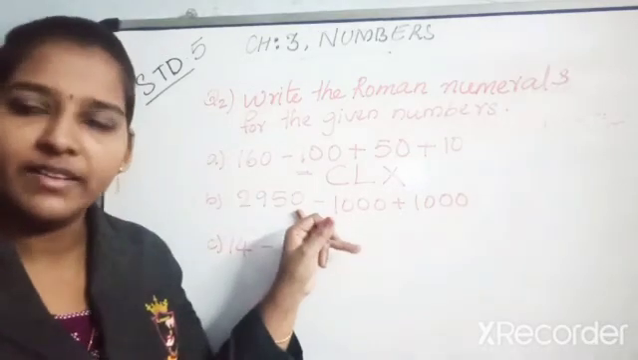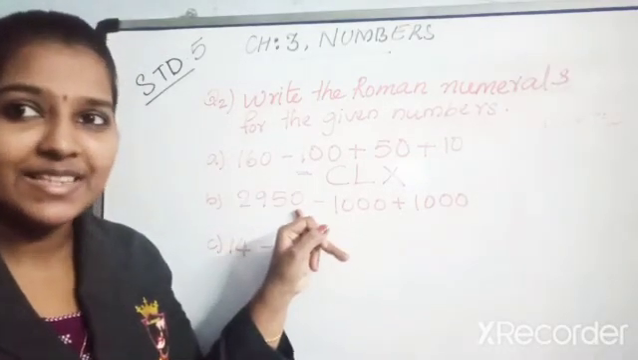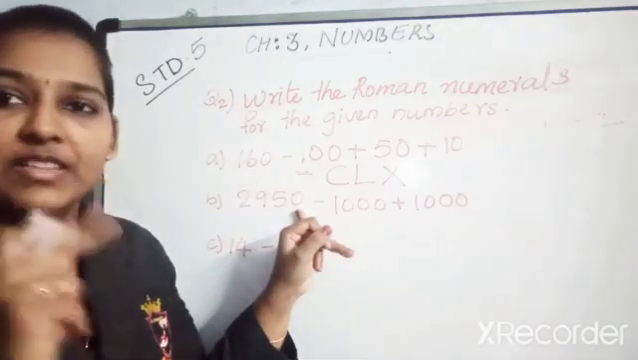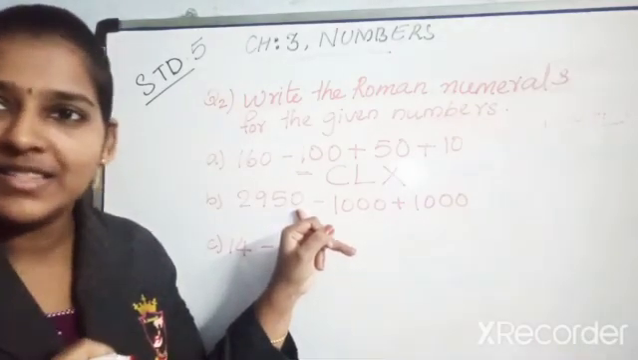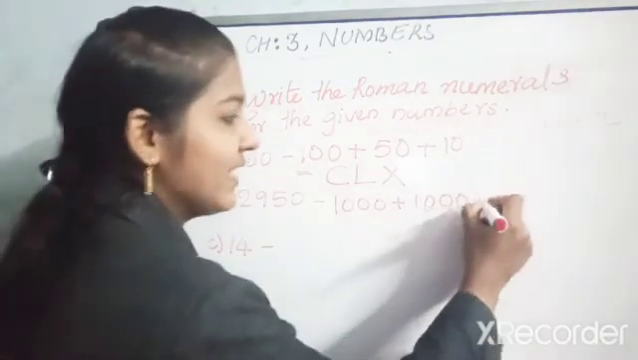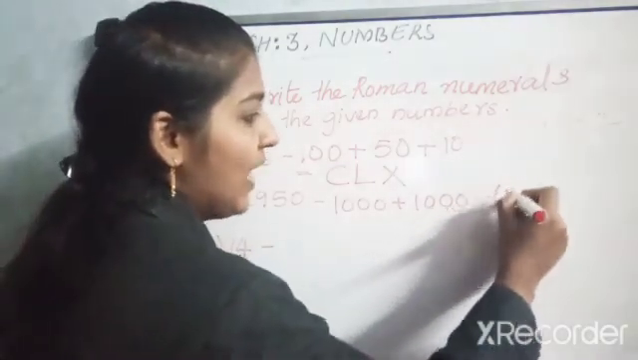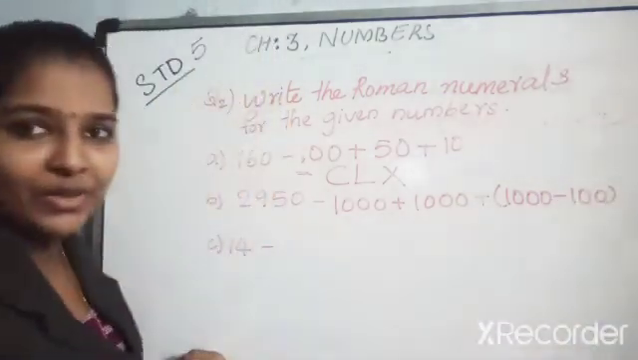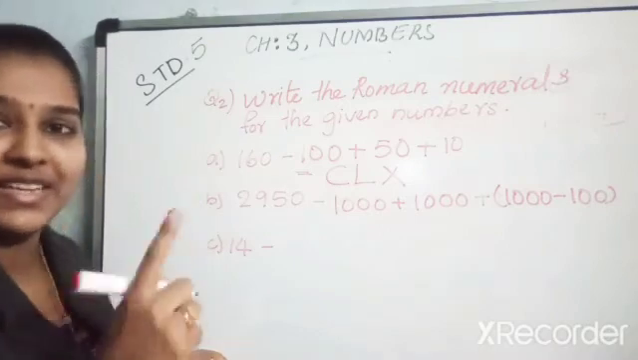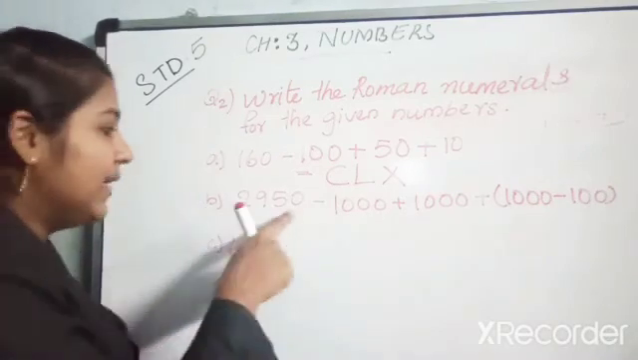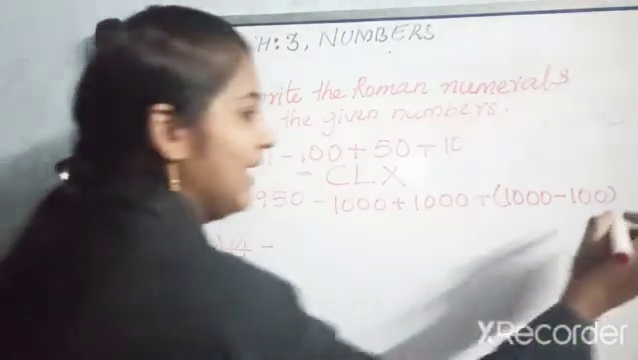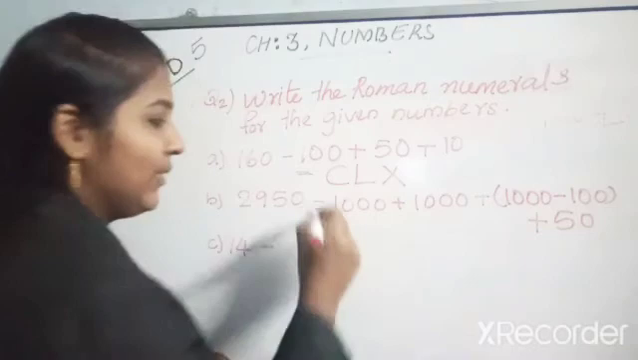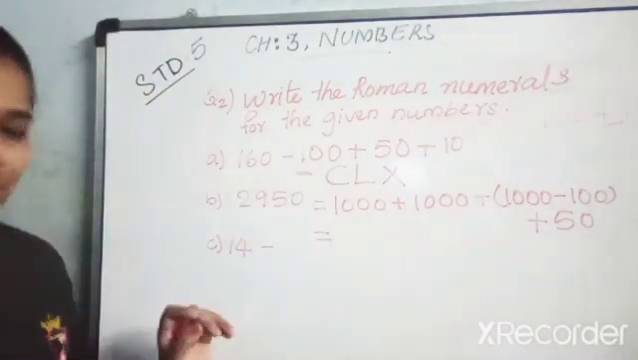How to write 950? Yes, when we subtract 100 from 1000, we will get 900, isn't it? Yes. So you can write here plus 1000 minus 100. Okay, 1000 minus 100, that is 900. Then plus 50. Okay. Now let's write the Roman numeral for these.